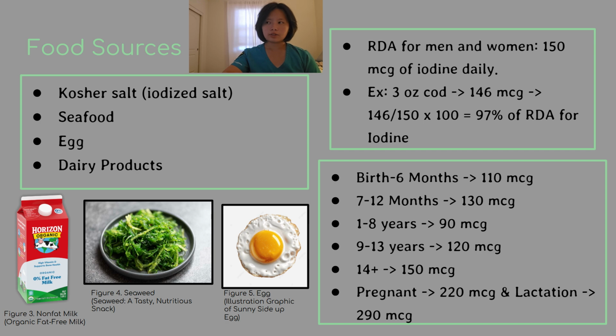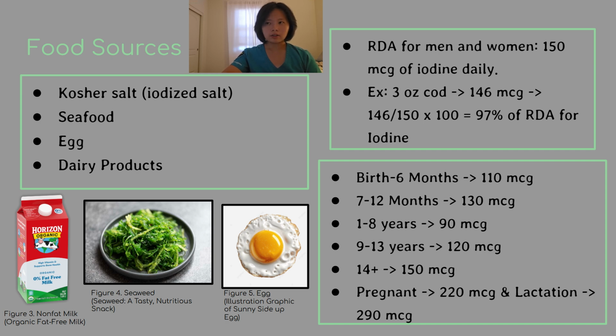Some good food sources are iodized salt, seafood such as seaweed and fish, eggs, and dairy products such as non-fat milk and yogurt. The RDA for men and women is 150 micrograms of iodine daily.